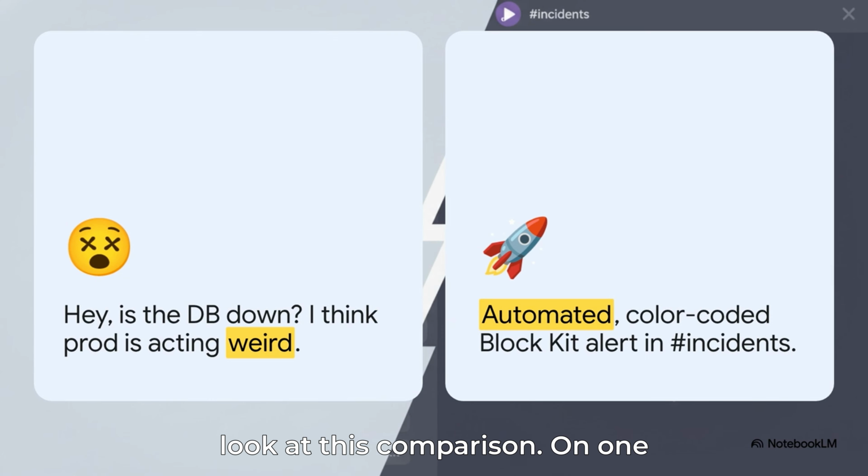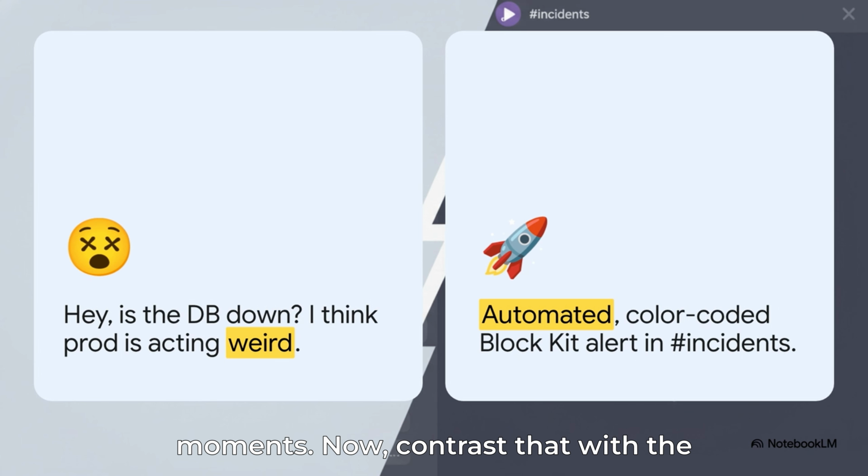Just look at this comparison. On one side, you've got total chaos. "Hey, is the DB down?" "I think prod is acting weird." I mean, it's the painful status quo, right? Manual, free-form threads where critical details just vanish, resulting in those awful "wait, I thought someone else was on it" moments. Now, contrast that with the other side.